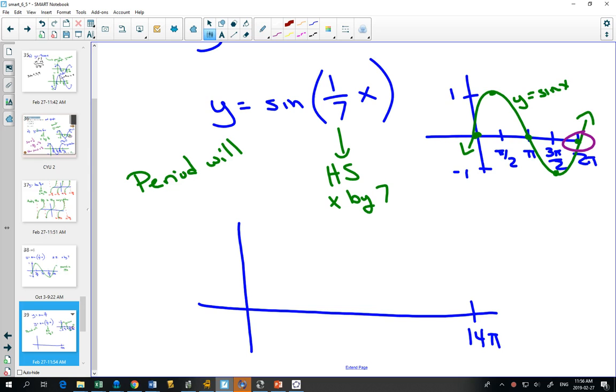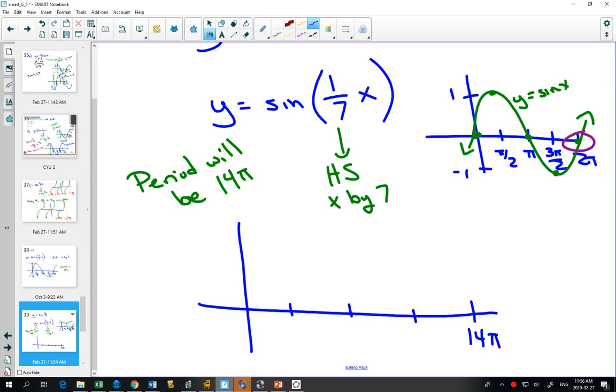So the period was 2 pi. When you stretch it by 7, you multiply it by 7, your new period becomes 14 pi. And so our shortcut for graphing these is once you've labeled your period, you divide it into 4 equal sections. And you label these sections.